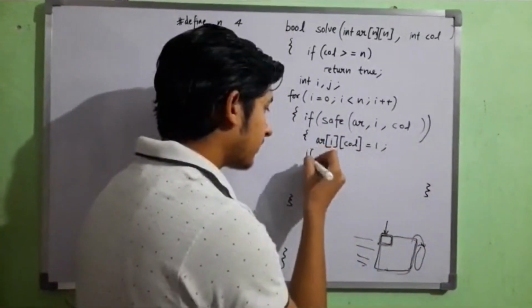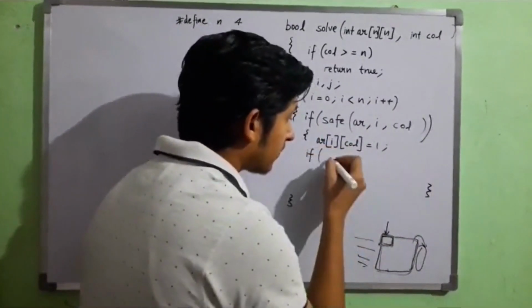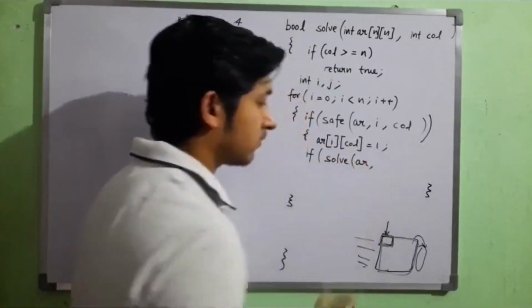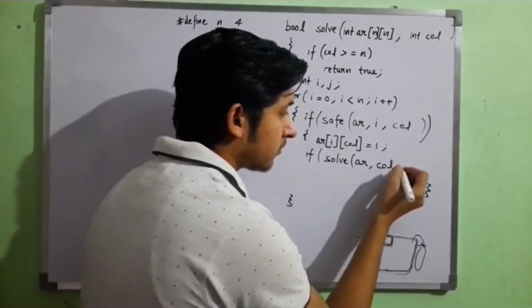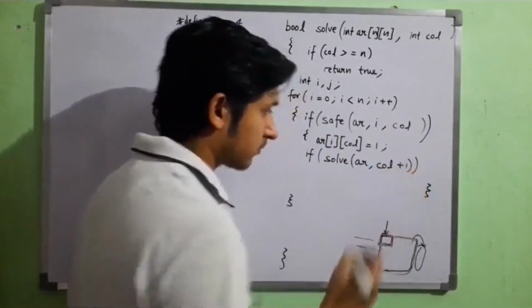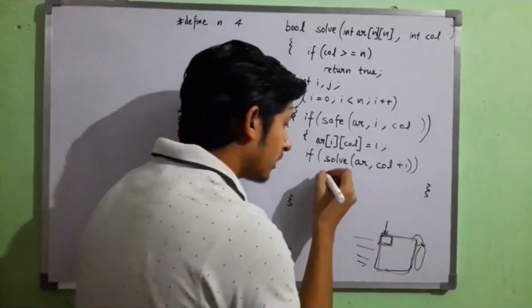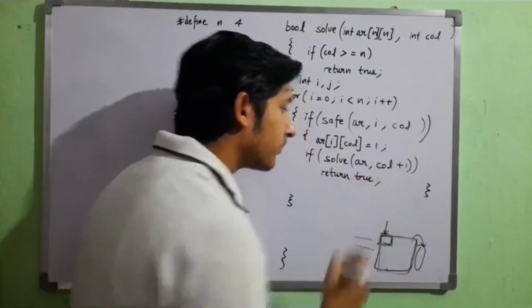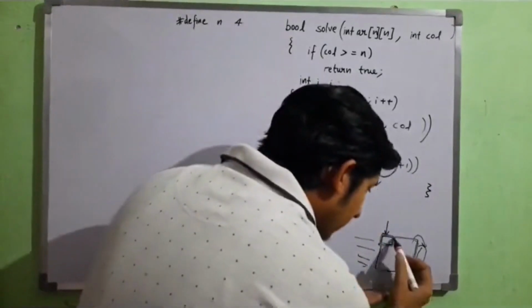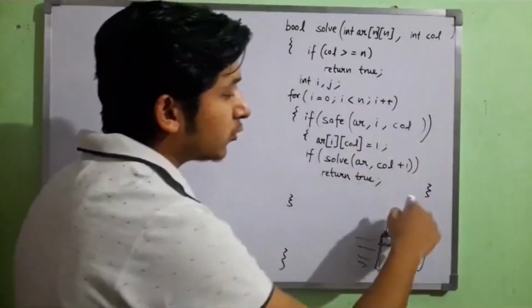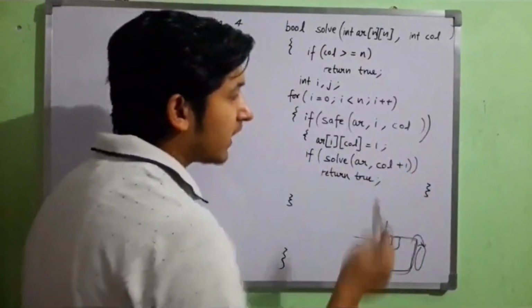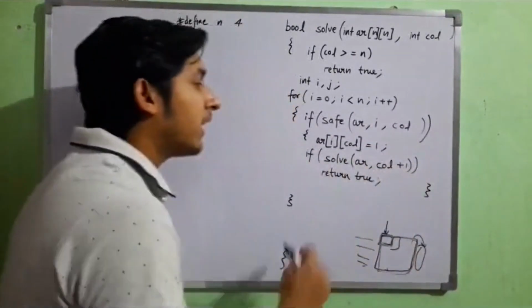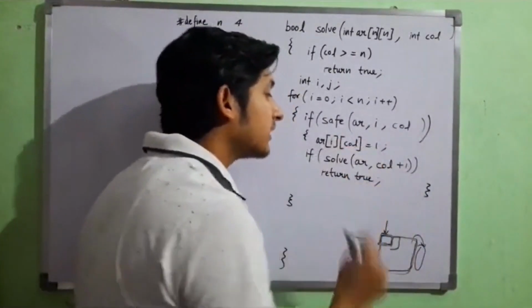So if I can solve for the same array and next column, then what you have to do? Return true, because what will the next column do? It will have a new column, and for all rows I'll check if the position is safe. If that's safe, place 1, solve the subproblem, and in this way I can solve all these subproblems.